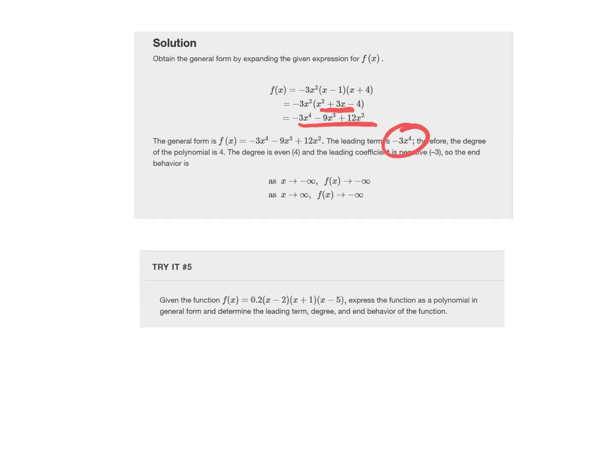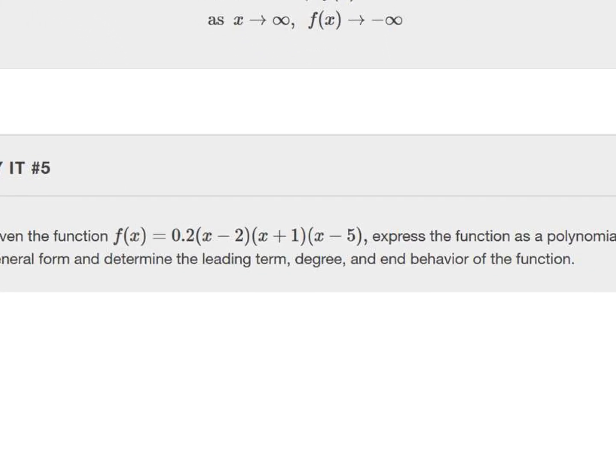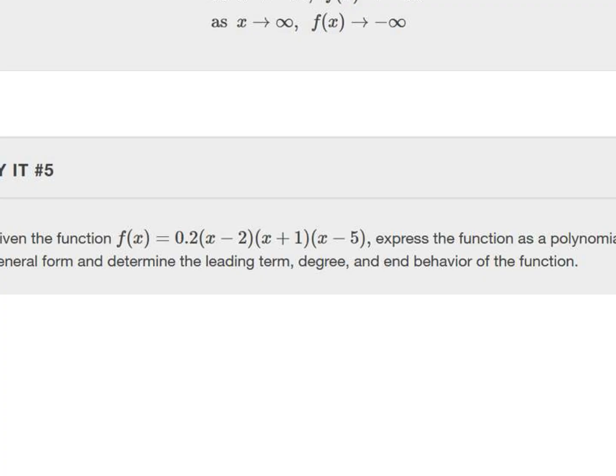Okay. What is the try it? You're on your own. I'll just give you a clue. X times x times x is x cubed. Your job is to figure out what happens to the leading coefficient. Have fun.